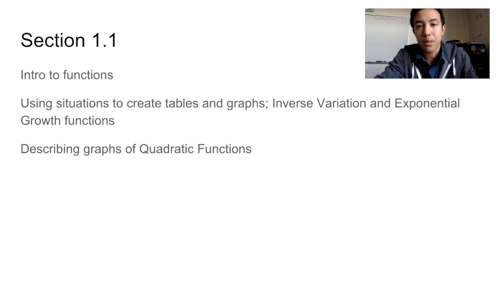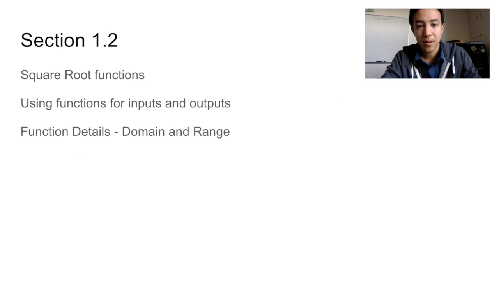So we talked, if you remember the function machines, about what a function was, just doing some stuff with algebra, and then we were introduced to inverse variation and exponential growth functions. We made some tables and graphs with the hot tubs and the infection with the flu. And then we started describing a little bit some graphs of quadratic functions with the 1-1-3 Desmos activity.